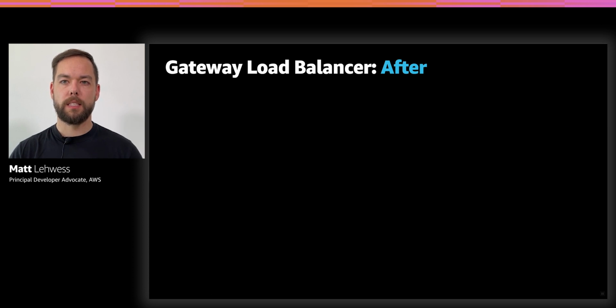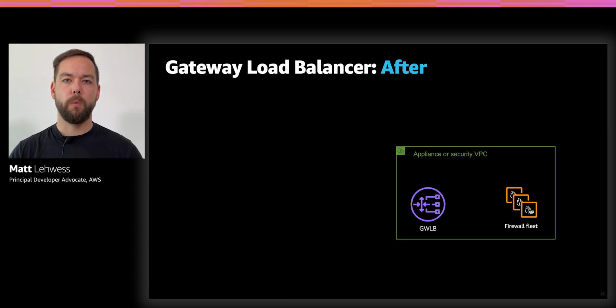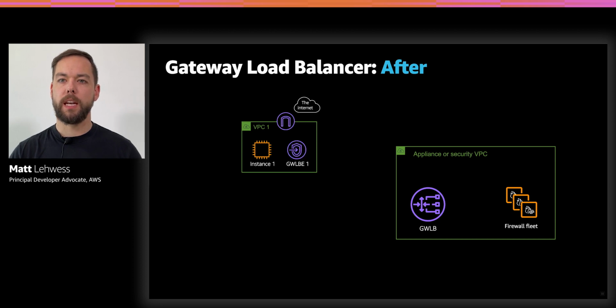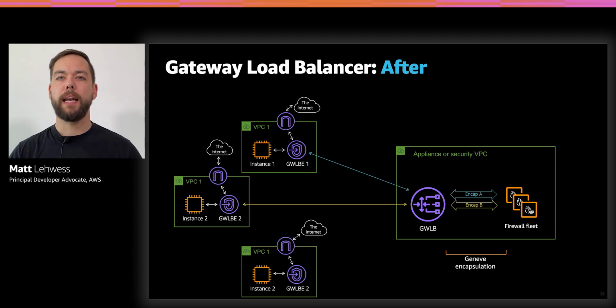Now, this does lend itself to a few different topologies where we could have multiple VPCs connected to a Gateway Load Balancer, and each VPC or Gateway Load Balancer endpoint will be encapsulated in a different encapsulation, but identifiably different, so that the firewalls know where that traffic is coming from.